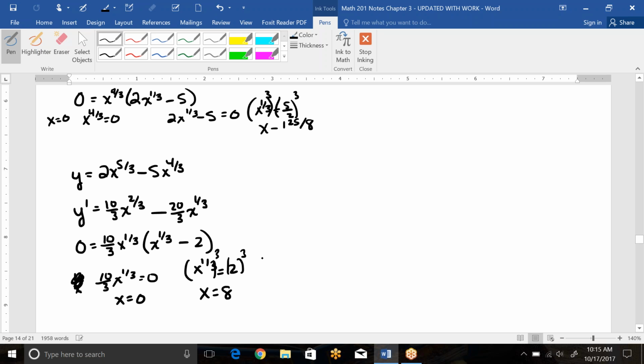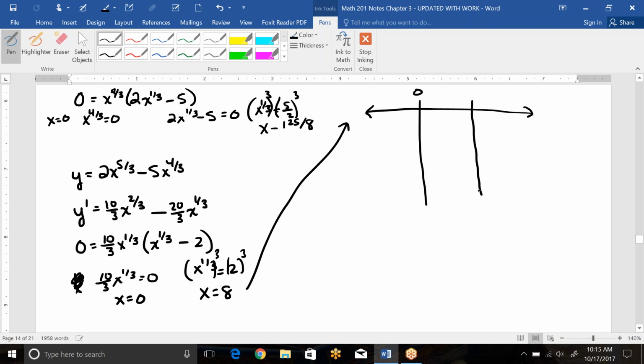So then remember, our next step with this is to place this information into a sign chart to figure out if we're increasing or decreasing on those regions. So this is 0, 8. So that's negative infinity to 0, 0 to 8, and 8 to infinity. Test value in each region, negative 1, 2, and 10. You plug them into the first derivative, remember the actual derivative.